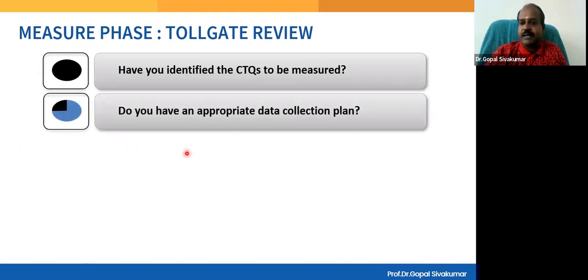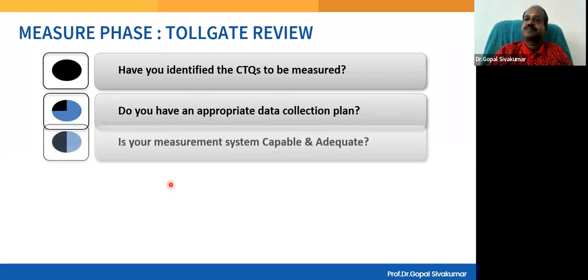What is data collection plan? Sample size, sampling technique, who will collect the data, when he should collect the data, how he should collect the data, which measuring equipment you should use, which measurement unit you should follow. You should mention everything in your check sheet. Now the check sheet, together with the information is called data collection plan.